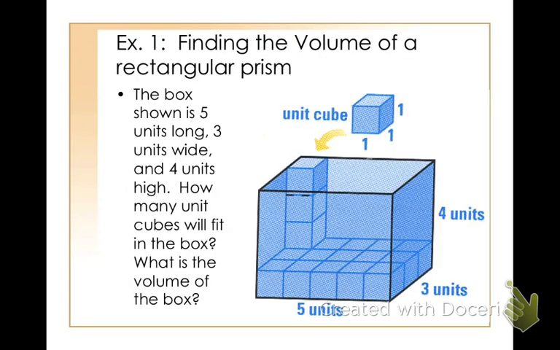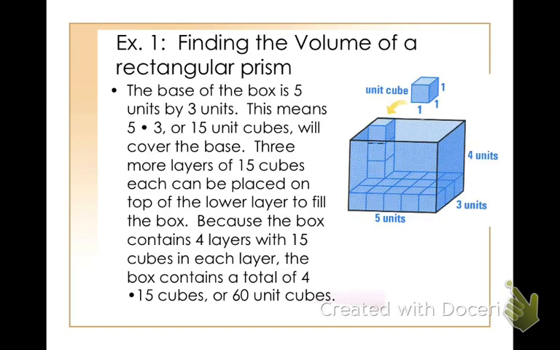So finding the volume of a rectangular prism, we look at the dimensions, the length, the width, and the height. The length is 4, the width is 3, and the height is 4 units. So they're showing a unit cube of 1 by 1 by 1 that's going to fill up this box, and how many of those unit cubes will fit into it is basically what we're going to be exploring. So the base of the box is a 5 by 3 dimensional quantity. So this means 5 times 3 is 15 unit cubes would go into the base of that box.